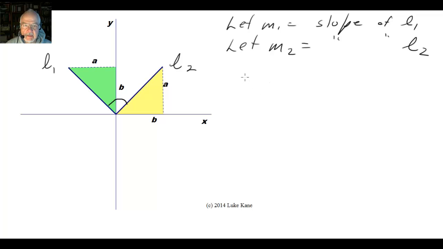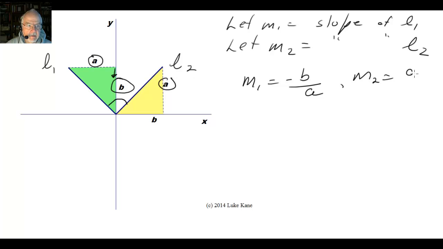Okay? Now let's look at the slope of line 1, M1. Well, the rise is this. It's minus B because this is going down. It's going towards negative infinity. So that's minus B. And the run is A. M2, well, if I look at that, the rise is A, and the run is B.